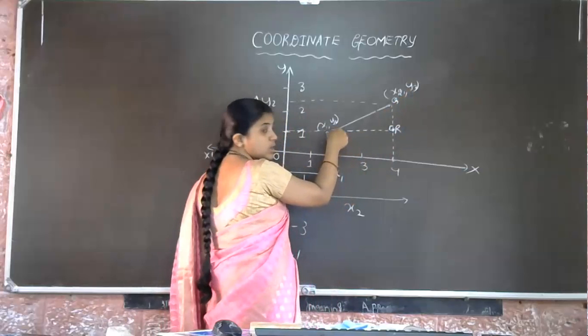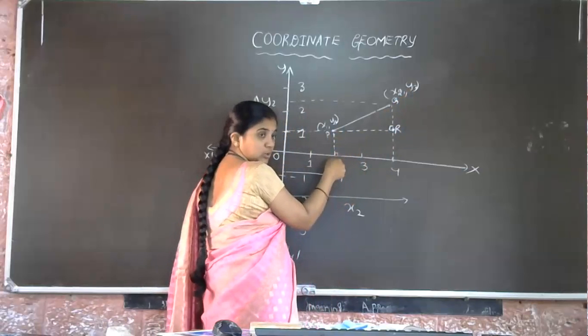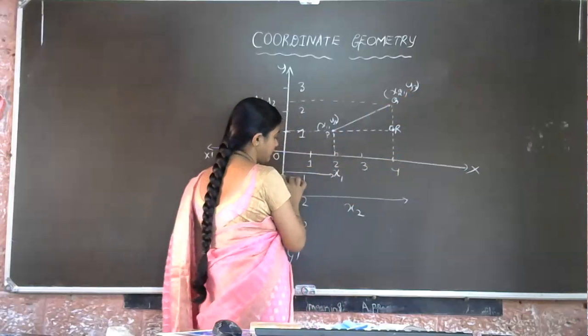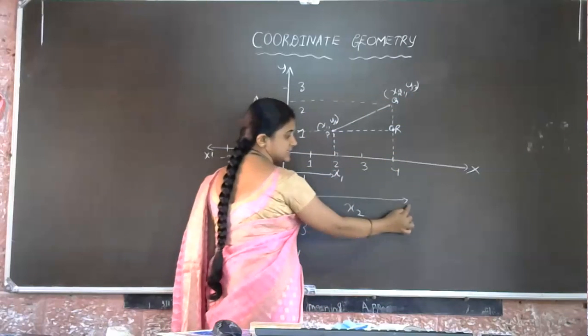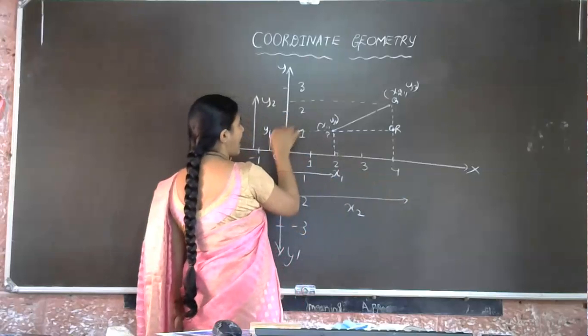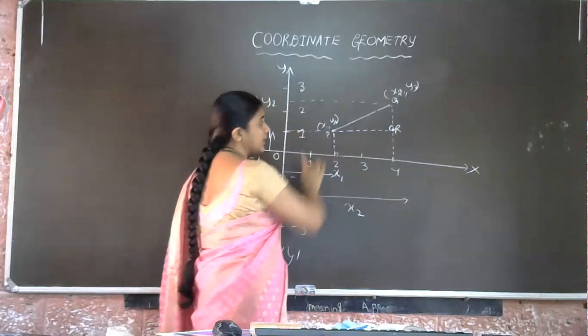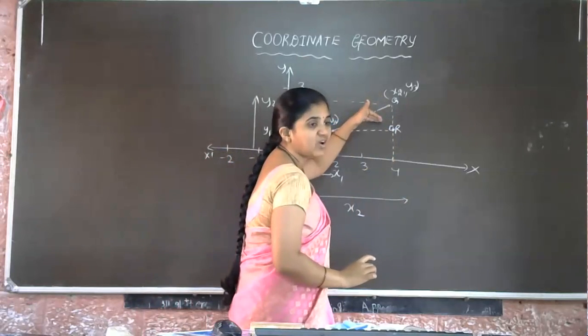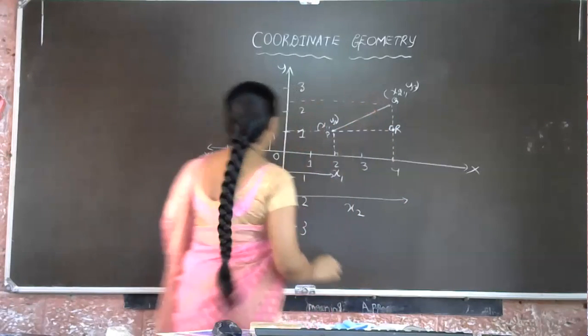What we have to do? This P point we connect to the x-axis and this Q point also we connect to the x-axis. There you will get the x1 distance and this is x2. Similarly, you will get y1 and y2. So here we can observe this picture. Now we have to apply the Pythagoras theorem to find this. So how can we apply?